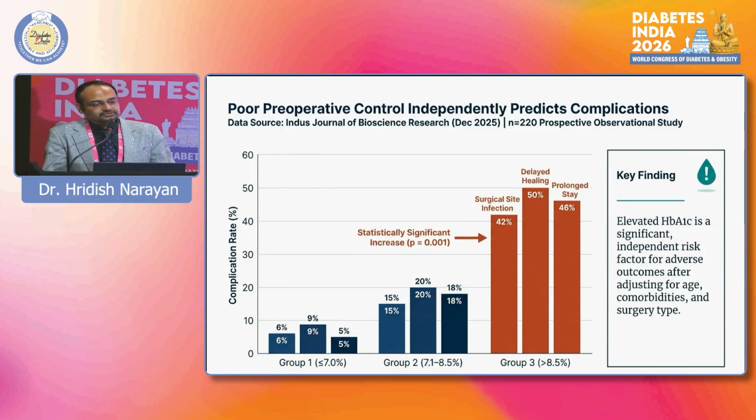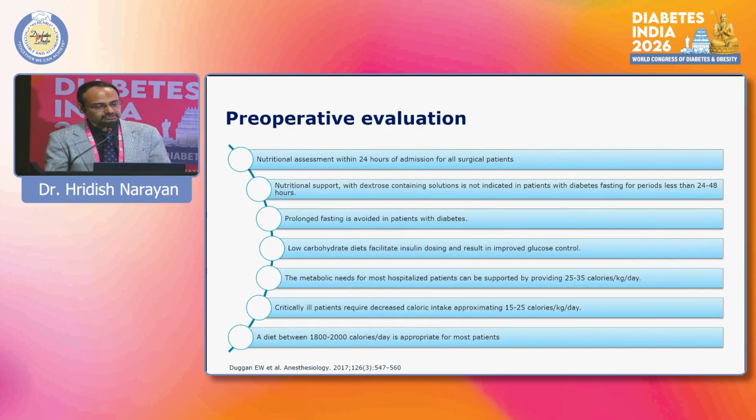Poor preoperative control independently predicts complications. We have collated the data and it shows in the orange or red zone. You can see how statistically significant surgical site infections, delayed healing, and prolonged stay are happening when the HbA1c is moving over 8.5. When it's below 8.5, maybe the situation is a little bit better, but it's a linear concept. That means with increasing HbA1c, increasing problems. But when you're crossing 8.5, it's obviously a red line which is being crossed.